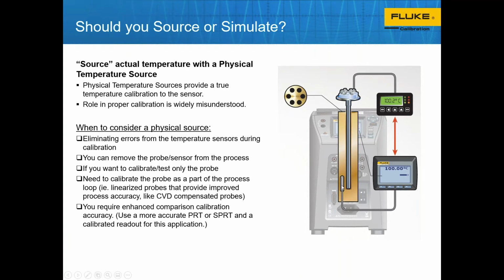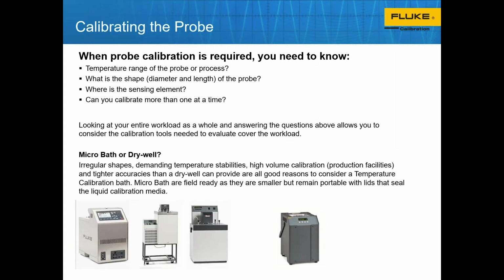But if you need more accuracy than what this probe and loop combination can do, you can insert a secondary probe directly beside this probe if your well has room for it. We'll talk more about that separately because it's a discussion for eliminating errors.